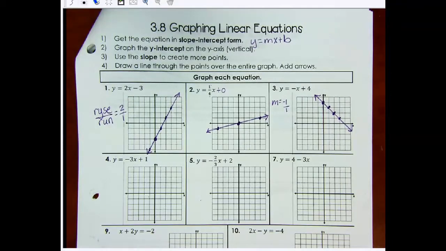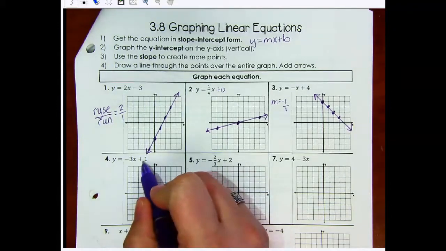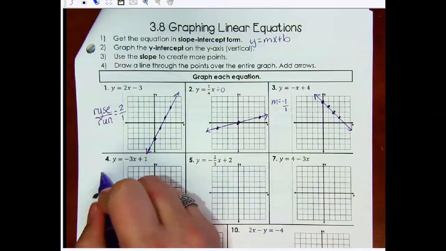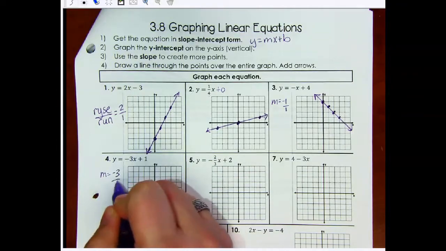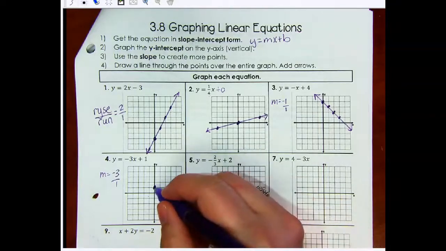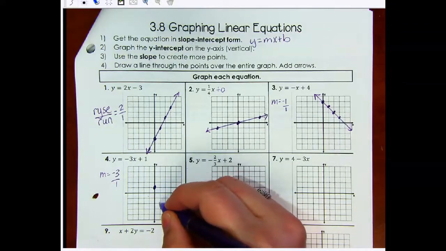Number 4 is similar to number 1. We're going to start at positive 1 on the y-axis. And then our slope is negative 3, so we're going to put that over a 1. And so then we're going to go down 3, 1, 2, 3, and right 1. Down 3, 1, 2, 3, and right 1.